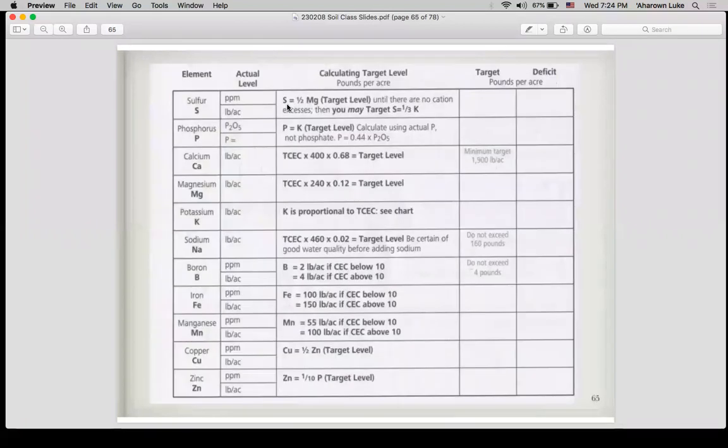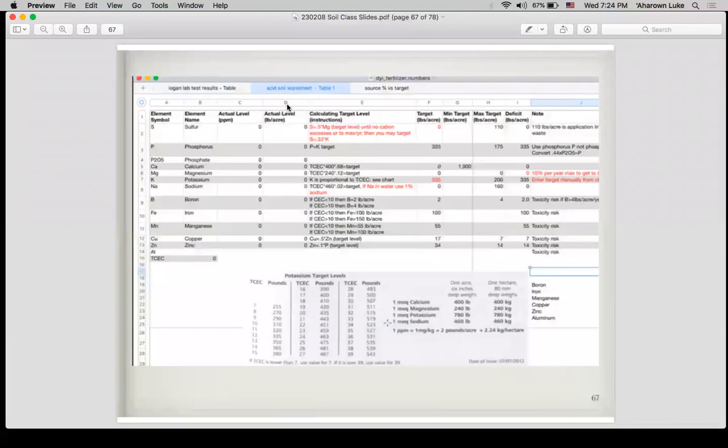All right, so this is the same thing we just went over. Now, this is the actual spreadsheet, so it's just the Excel format. I took all of his formulas and made some conditional statements based on the TCEC, which is synonymous with CEC. And then I also put in max targets, min targets, and then the deficit, which subtracts out the actual level from the soil test.